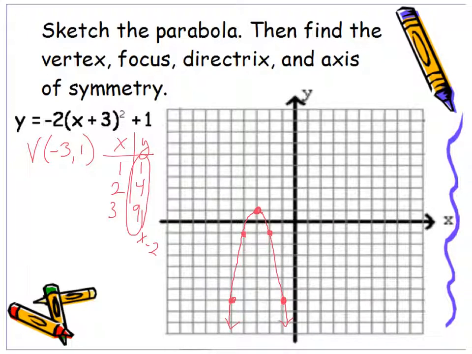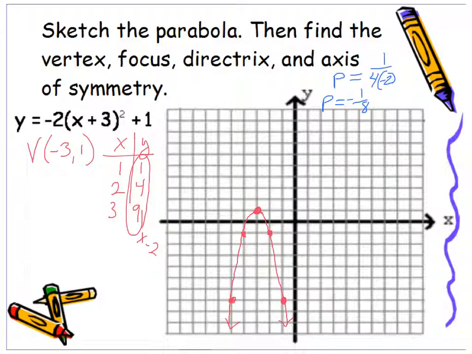So this time the focus is going to have to be somewhere in this area because it's inside the cup of the parabola, and my directrix will be up here somewhere. So let's go find that p-value so we know how far to go. Since I'm looking for p, I use p equals 1 over 4 times a, so 4 times -2. So my p value is going to be -1/8.